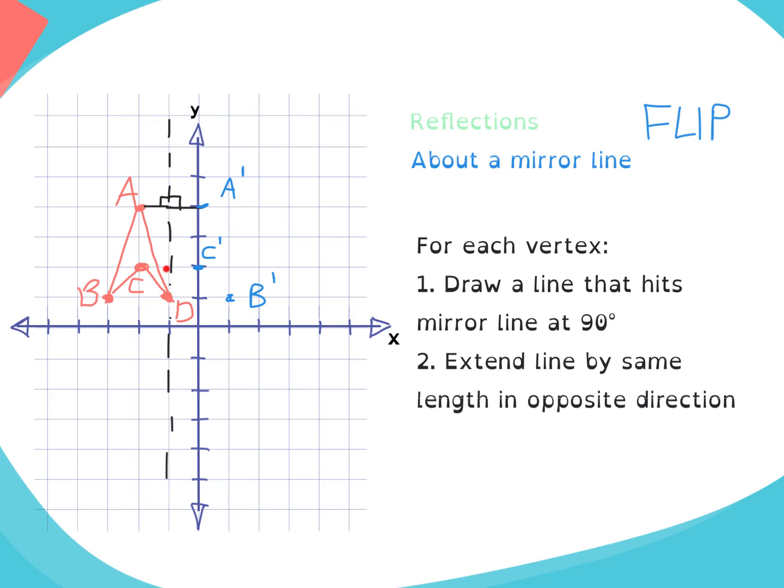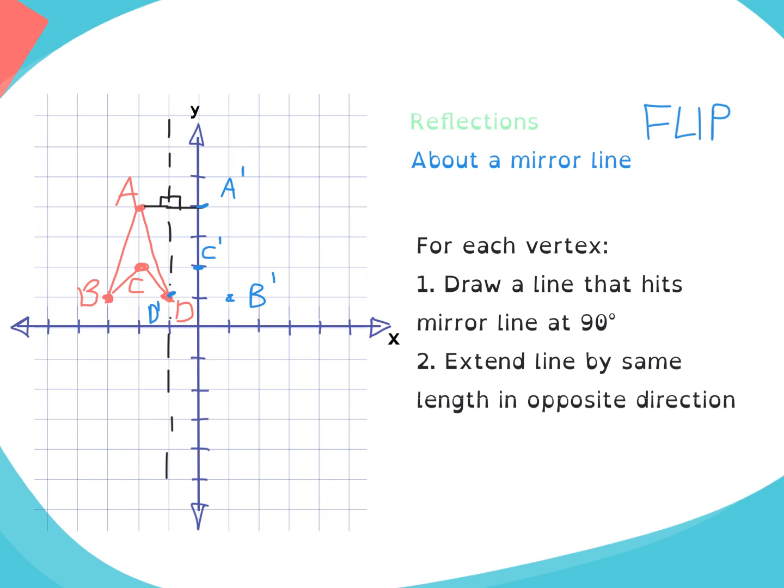Similarly, C will move over here. Now when I come to D, D is already on the mirror line. Points on the mirror line don't move. D is actually going to stay there. So when I have all the vertices, I'm just going to join them up just as they were joined up here.